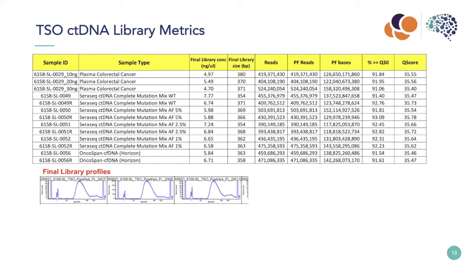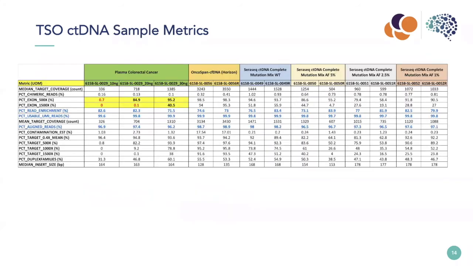Just note on the right-hand side of the slide, the percent Q30s and the Q scores were all very consistent with the different samples. Libraries were fairly indistinguishable in terms of yields and sizes, et cetera, for the circulating tumor DNA samples. Draw your attention to the highlighted numbers here, which are probably the most important and differentiating metric of the key metrics that you see.